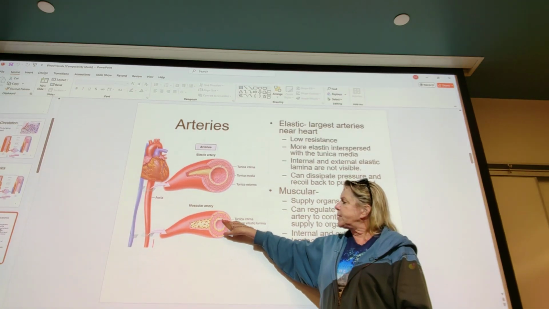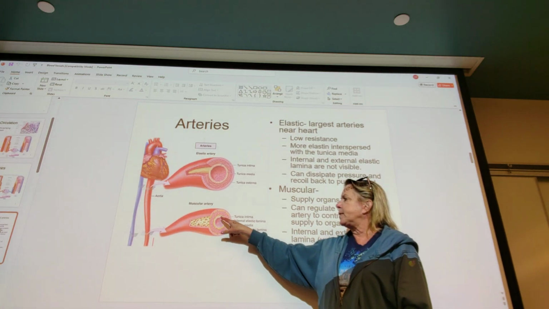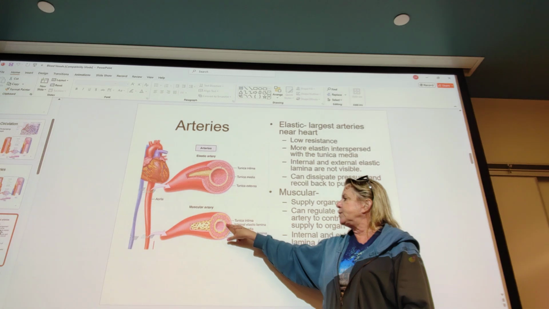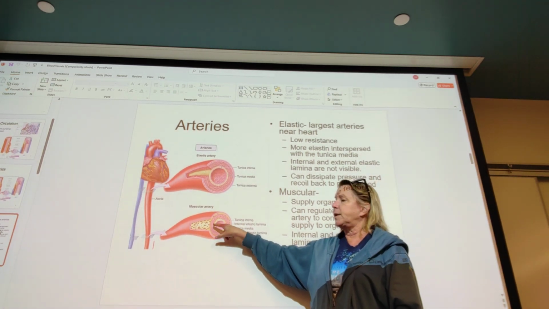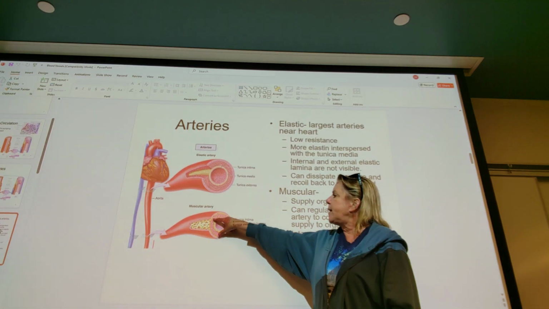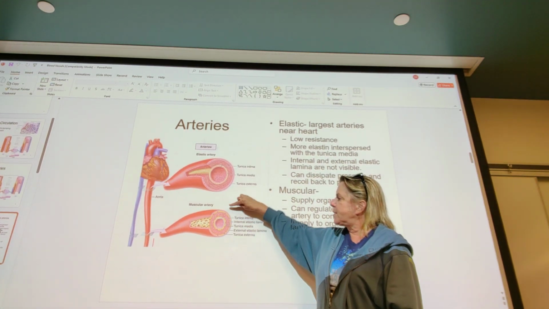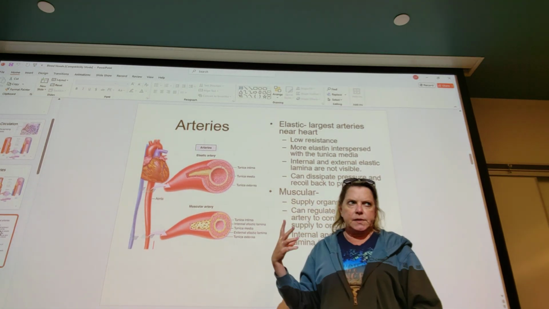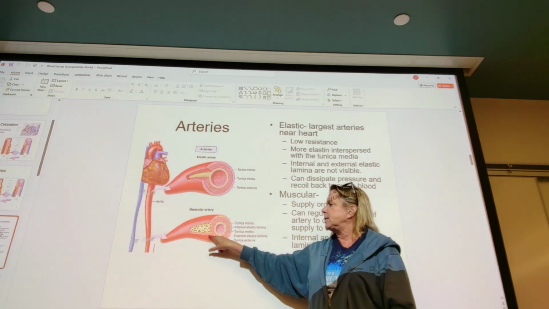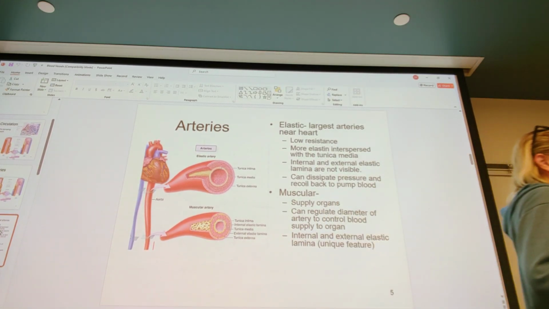So we have the tunica intima made of simple squamous endothelium. Between that and the tunica media, we have the internal elastic lamina, internal elastic sheet. Then we have the tunica media, and between that and the tunica externa or adventitia, we have an external elastic lamina. The elastic laminas here are shown in yellow.